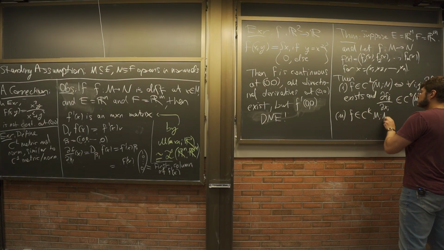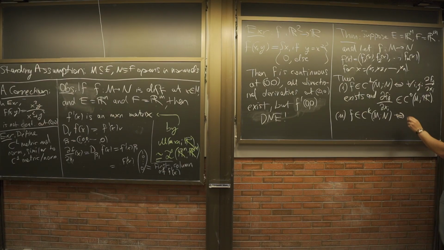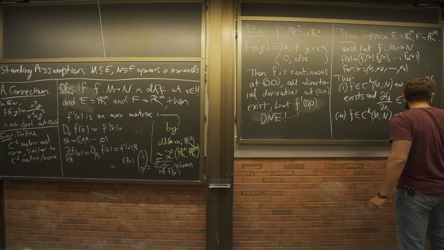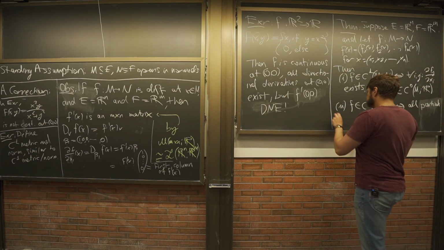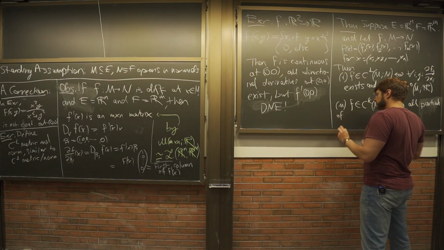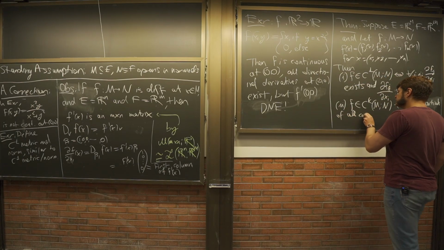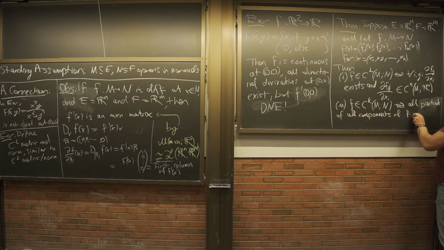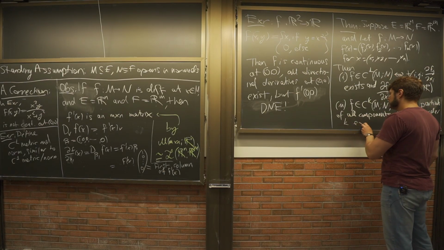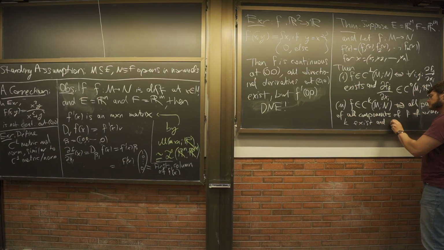f is in C^k if and only if all partials, possibly mixed, of all components of f of order k exist and are continuous.